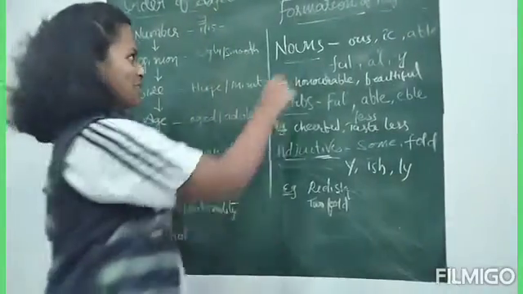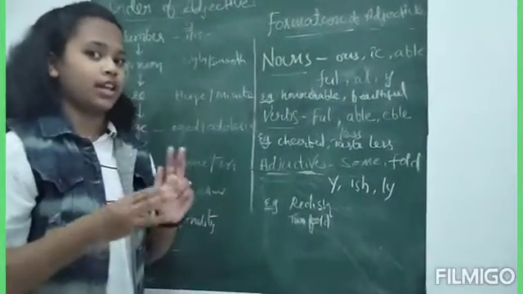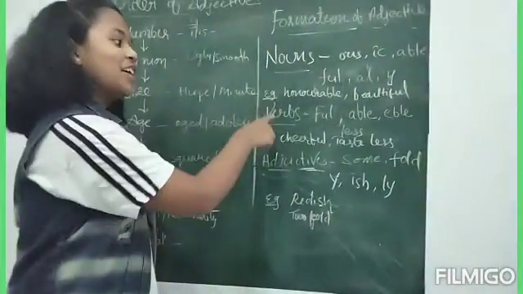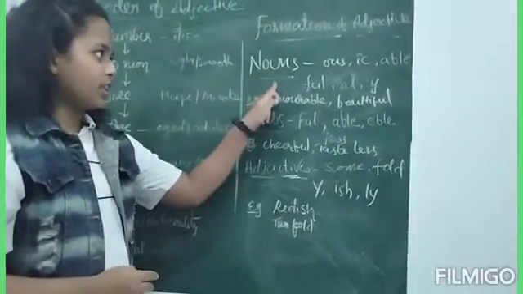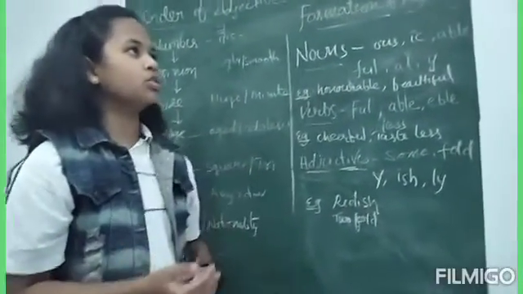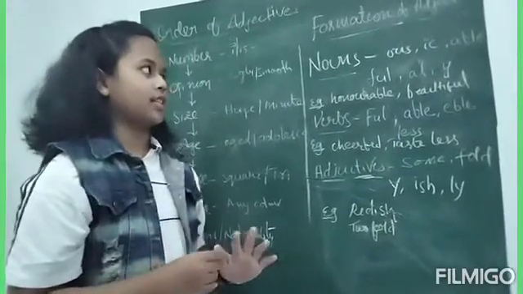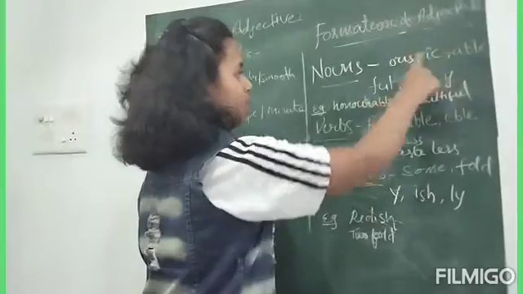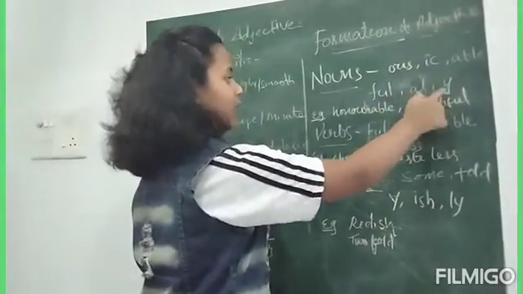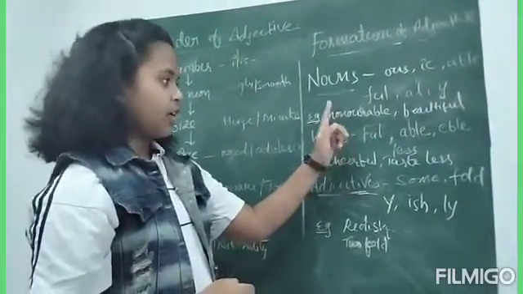Now let's talk about formation of adjectives. To form adjectives, we use three topics: nouns, verbs and adjectives. To form adjectives from nouns, we need to use some suffix, such as OUS, IC, able, full, AL and Y. Examples: honorable and beautiful.